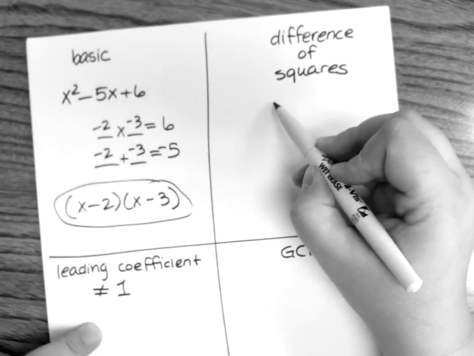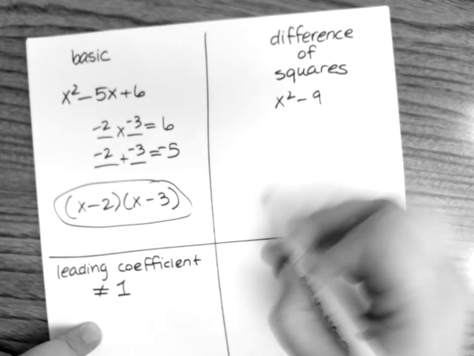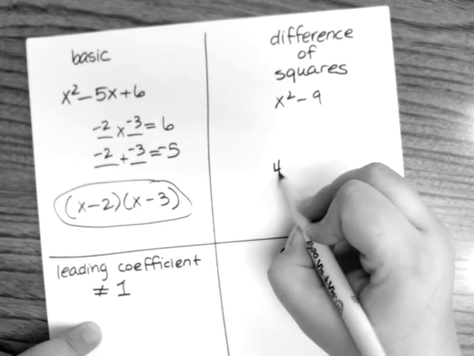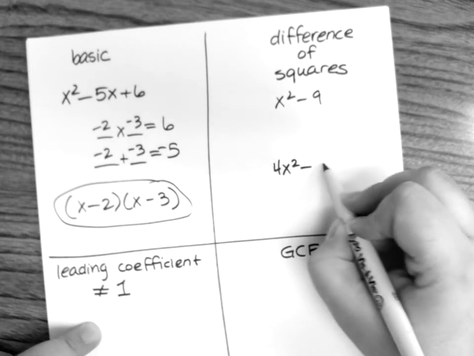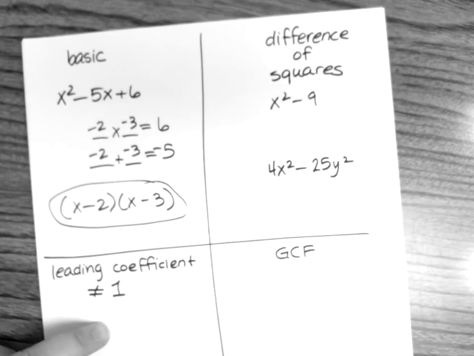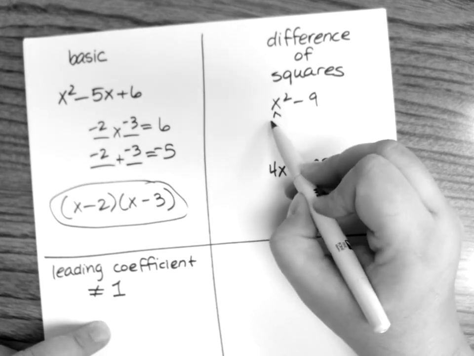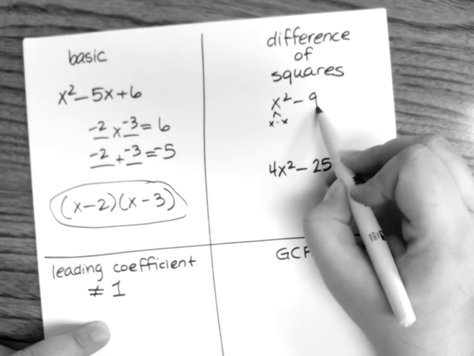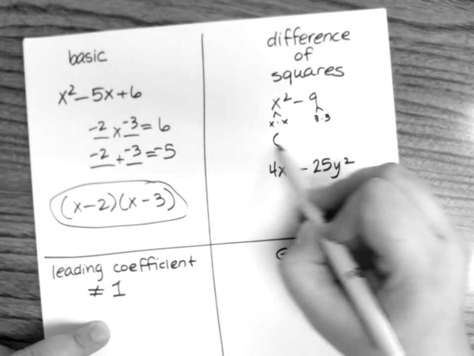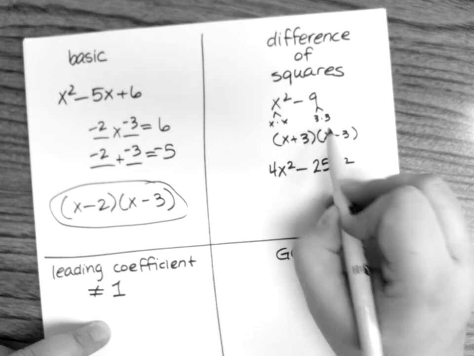Difference of squares we also just talked about a second ago. That's like this, or maybe like this if it's real complicated. But the point is it's something squared minus something else squared. So this is x times x, and this is 3 times 3. So it's going to be x plus 3, x minus 3. It always works that way.